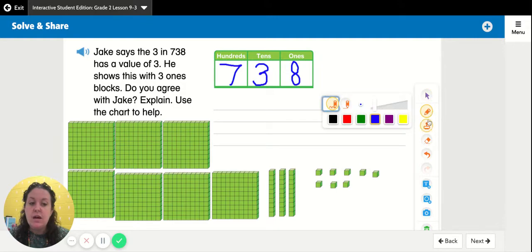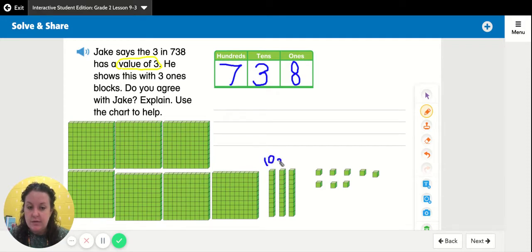Now, this is talking about the value. Value is how much it's worth. 3 in the tens place is not worth 3. When we count those 3 tens, we count by tens. We would say 10, 20, 30. So the value of that 3 is 30.